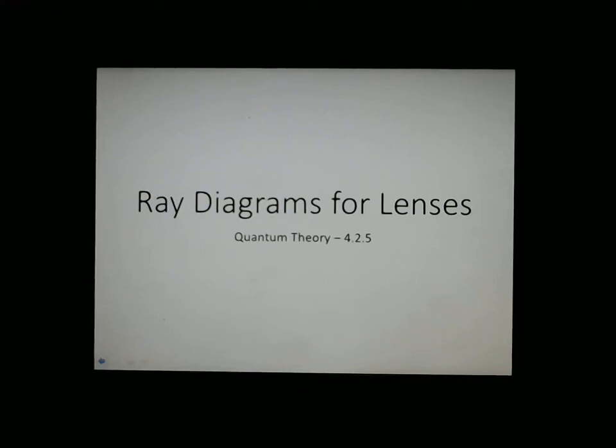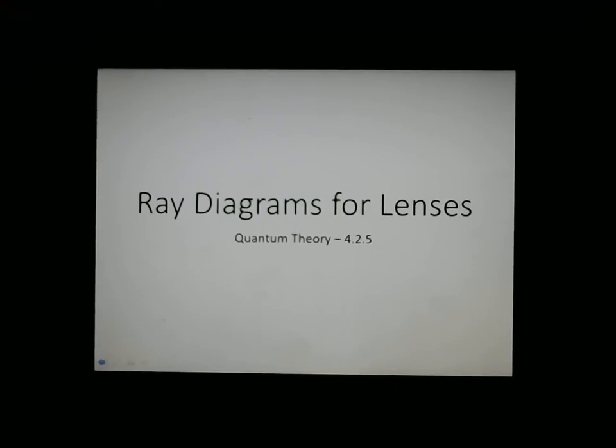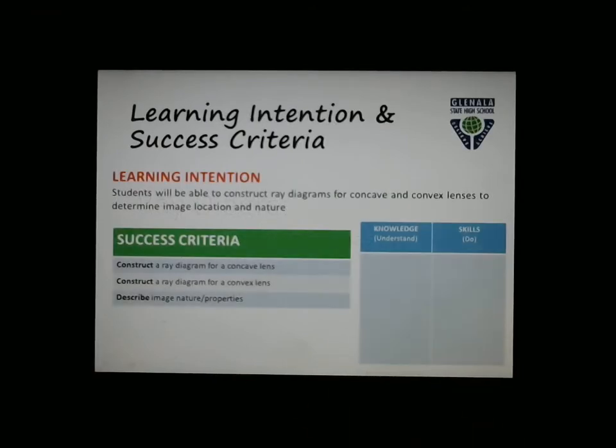Good evening, welcome to Lecture 5 of Topic 2 of Unit 4, Ray Diagrams for Lenses. This video will be covering the main ideas of Chapter 16.7 of Book 1. Please complete this reading before class. Here are your learning intentions and success criteria for the chapter. Please pause the video and attempt to complete the KS table down the bottom right there.